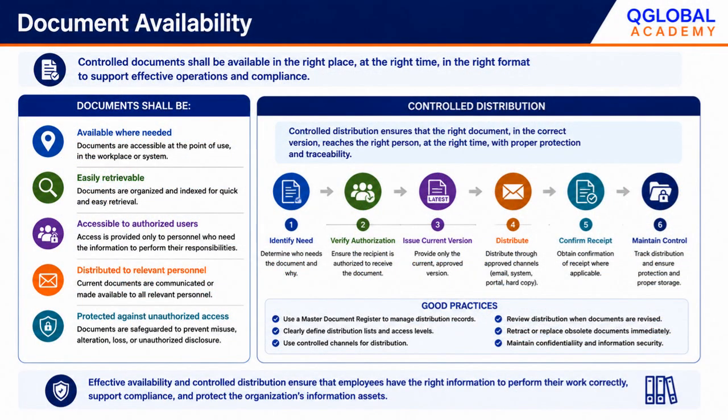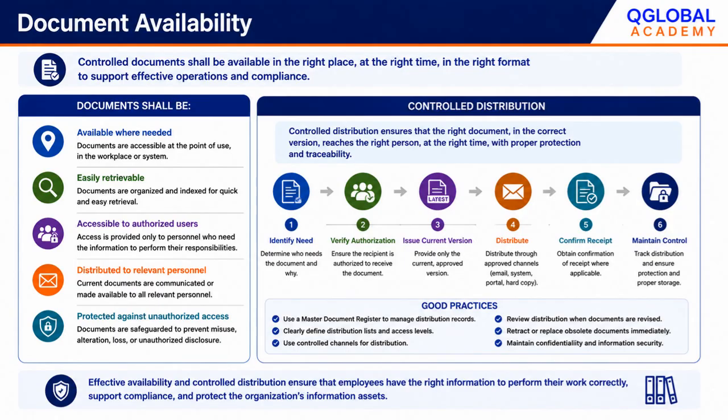The concept of document availability and controlled distribution is a critical requirement in any management system. Controlled documents shall always be available in the right place, at the right time, and in the right format. This principle ensures that personnel have access to accurate, relevant, and up-to-date information when performing their tasks, thereby reducing errors and ensuring consistency in operations. Documents should be accessible at the point of use, either in physical form or through digital systems.